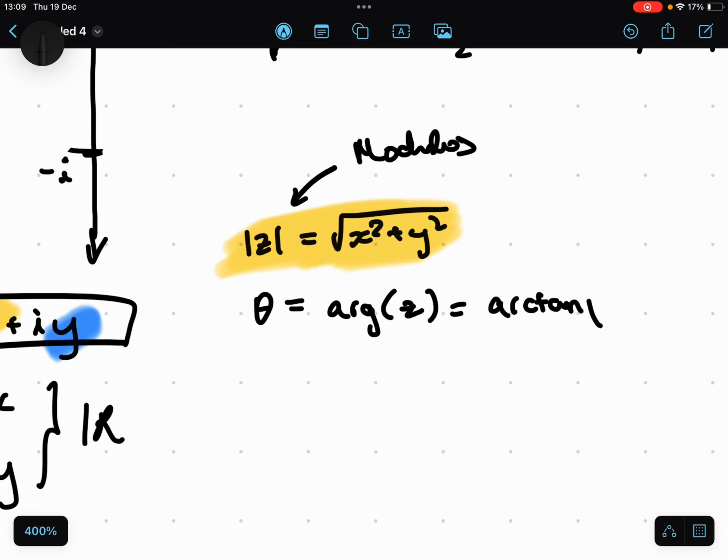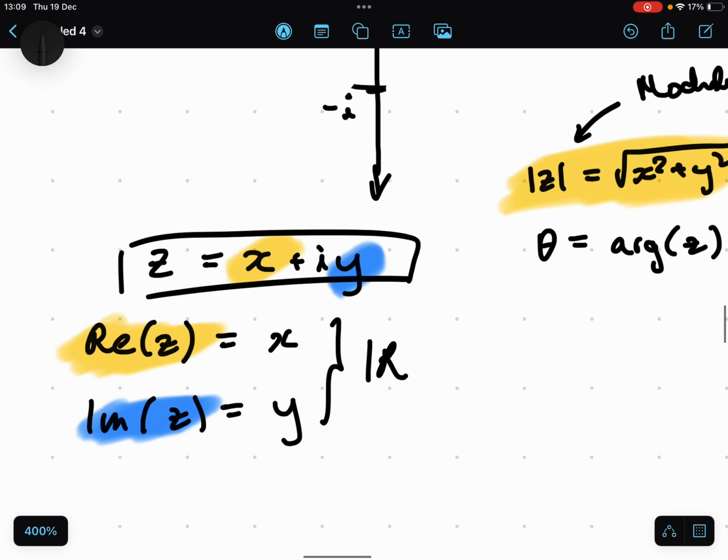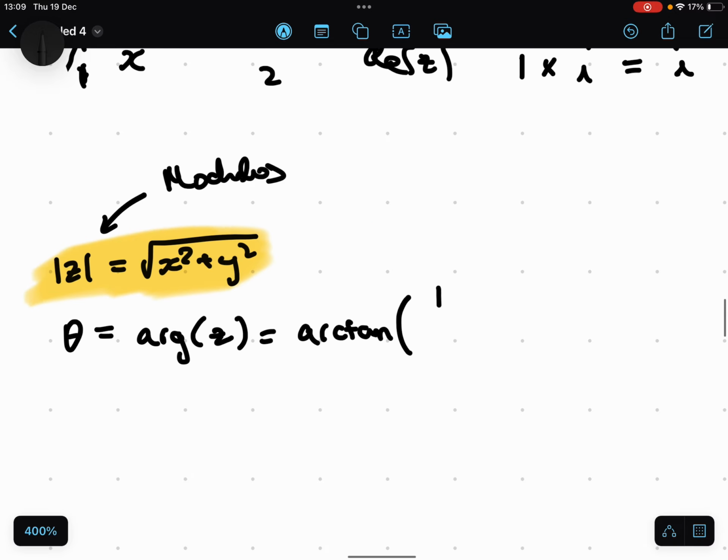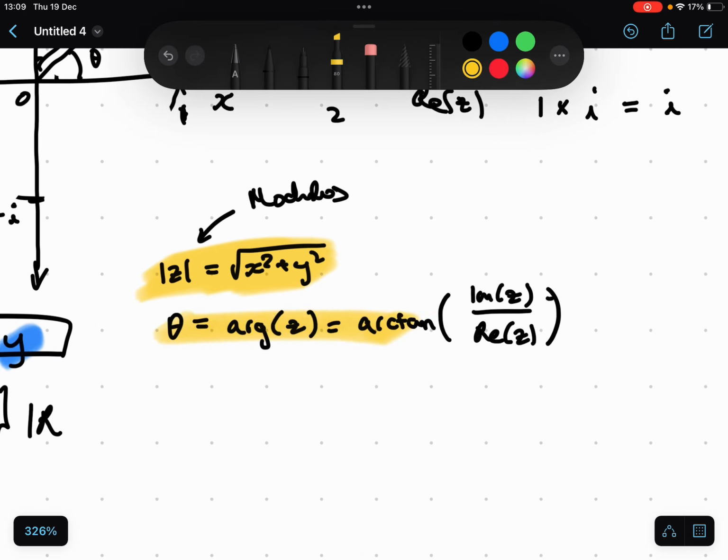And you can just use simple trigonometry here of y over x, and keep in mind we know y is the imaginary and x is the real part, so we can say this is Im of z over Re of z. Lovely. And let's highlight that as well because it's important.